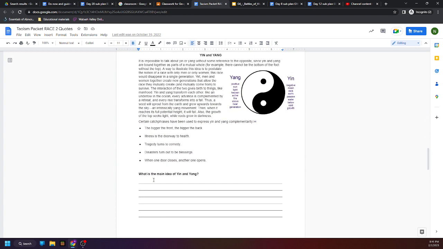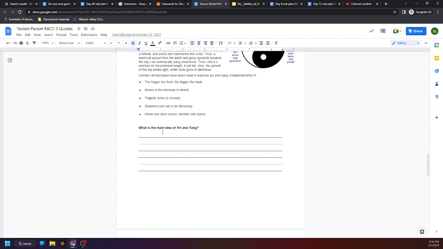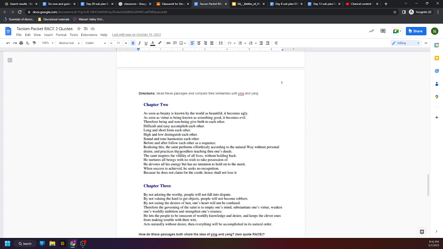Once you come down to this one, I want you to tell me what the main idea of the yin yang is. Now, this one you can do in a single quote race form. After you've completed that, go ahead and move on to this.